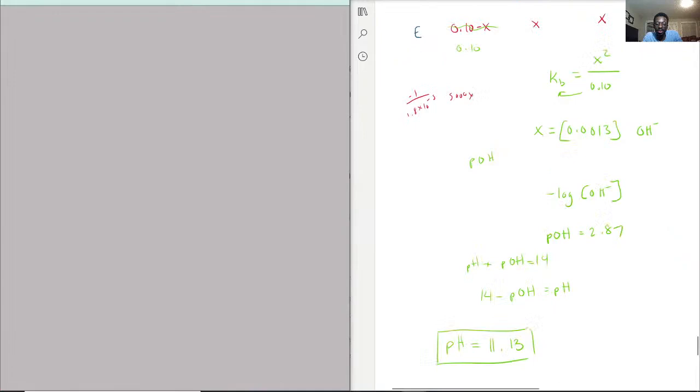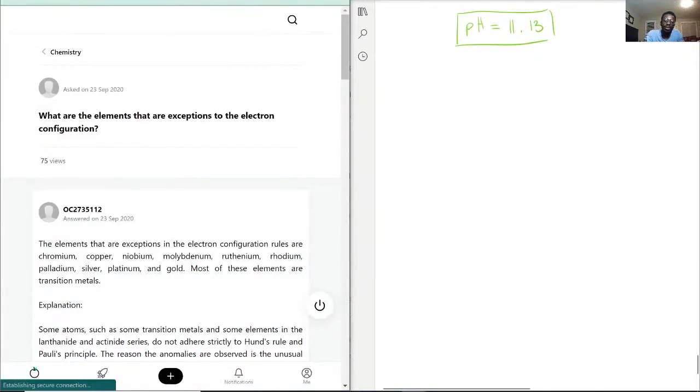The difference is 1,000 or more between the concentration and your K value. So now this is question 21.